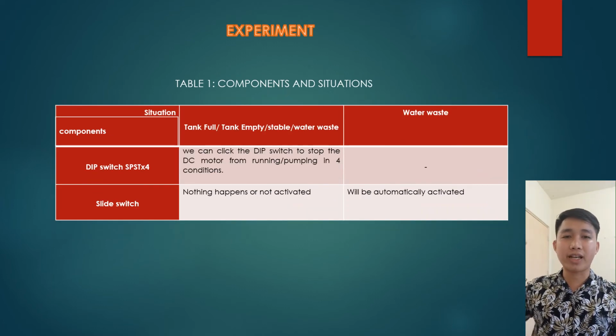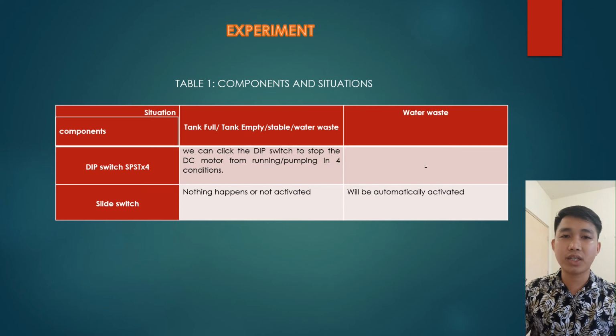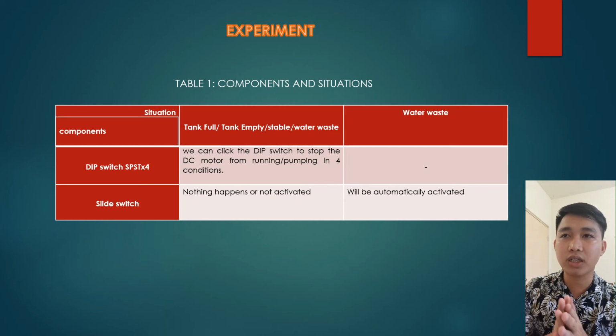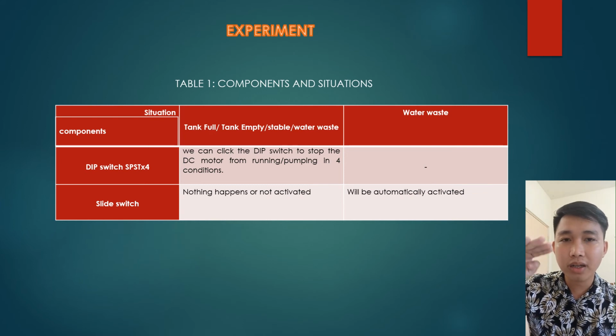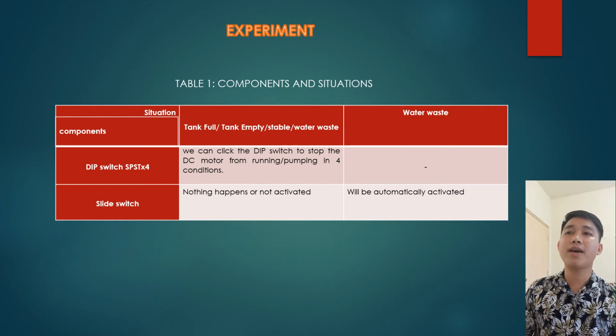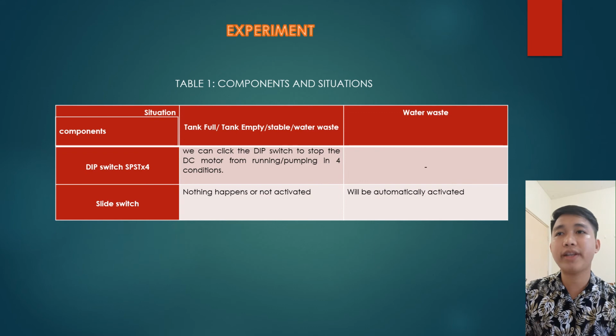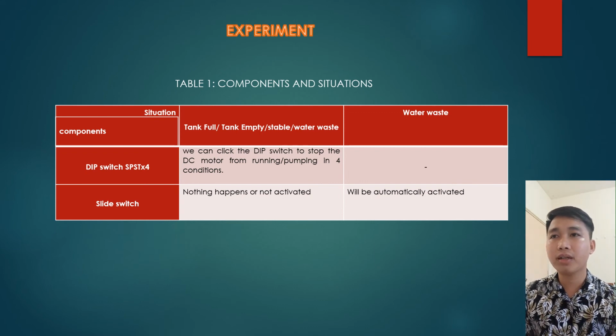Okay, now we continue with the experiments, another 2 situations, and the components that are involved. As we can see here, the second last situation is tank is full, tank is empty, tank is stable, or water wastage. The situation can be these 4 at once, and the component involved is the dip switch SPST times 4. By using this component, we can click the dip switch to stop the DC motor from running or pumping in these 4 conditions.